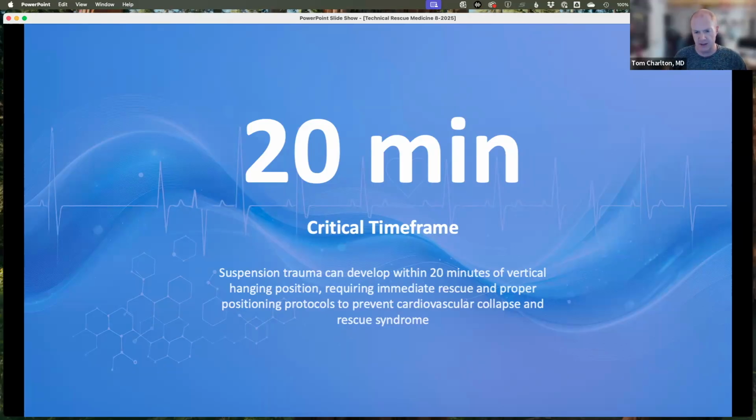The guy is not exaggerating. This is a 15 to 20 minute time frame before this begins to really profoundly take effect. And the longer somebody is up there, the more concerned you should be because of the venous flow.